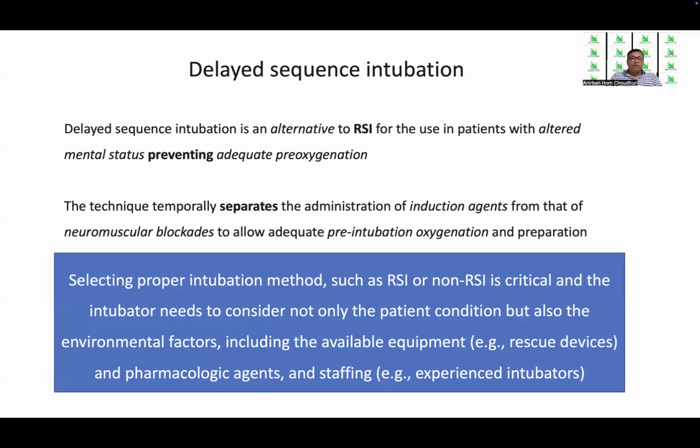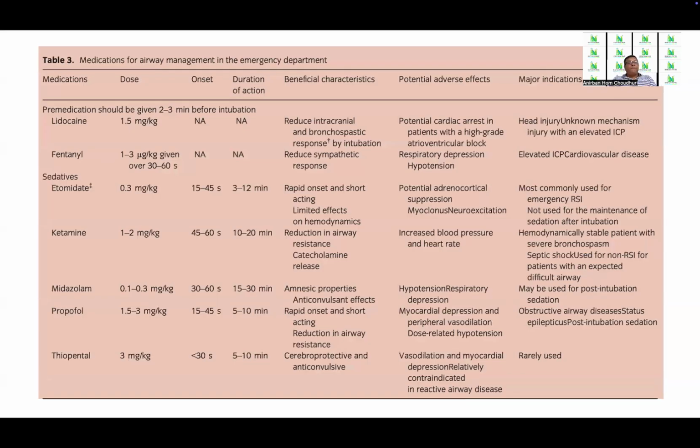Now, selecting the proper intubation method, such as rapid sequence or non-rapid sequence, is critical. And also, the intubator should consider not only the patient's condition, but also environmental factors like the equipment which is available, the rescue devices that are available, the pharmacological agents, the drugs, staffing, etc. should be kept in mind. Now, these are the different drugs which are used during the emergency setting for airway management. Pre-medication should be given 2 to 3 minutes before intubation. Primarily, they include lignocaine and fentanyl.